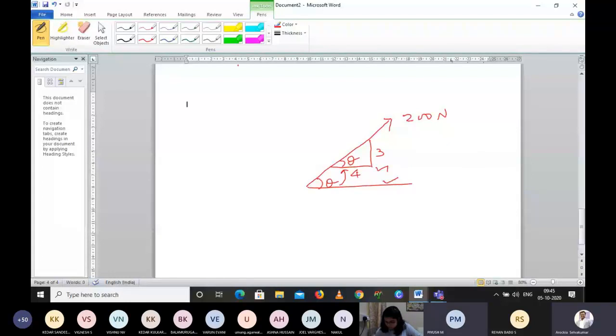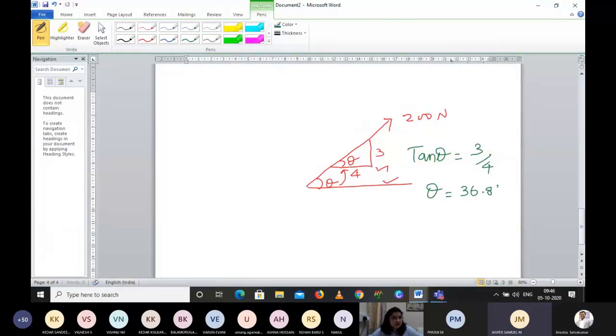Sir, one small doubt in the last sum, sir. One minute. Tan theta is equal to 3 by 4. So theta is equal to, tell me? 36.86 degrees. Okay, fine. Please take a note, guys.